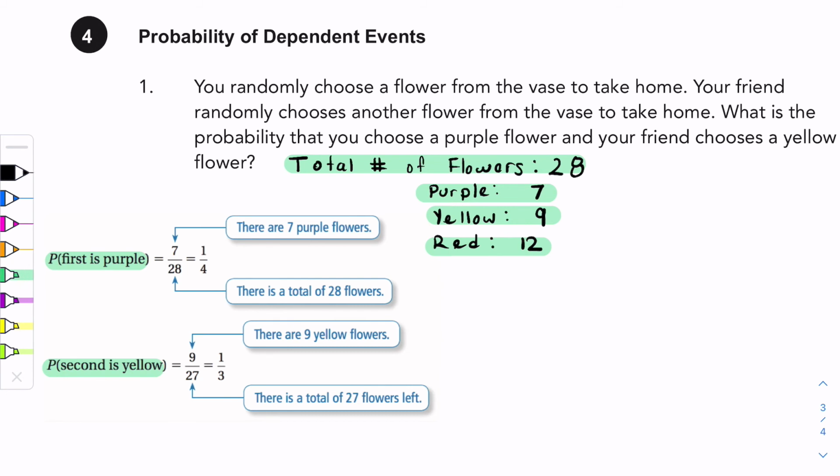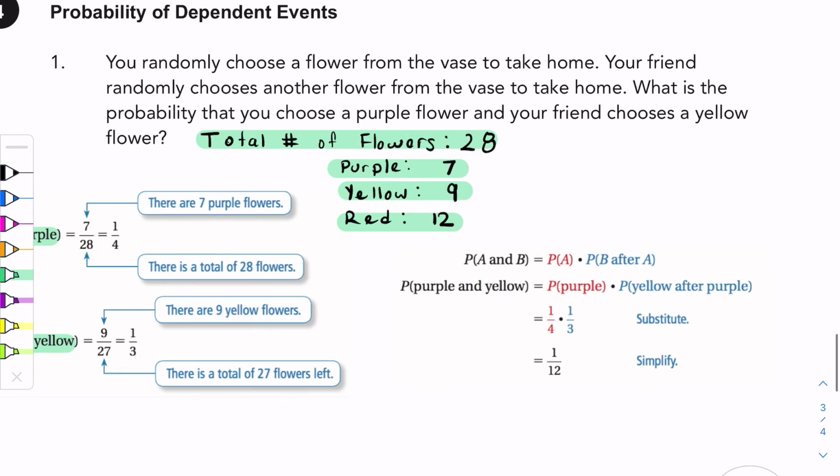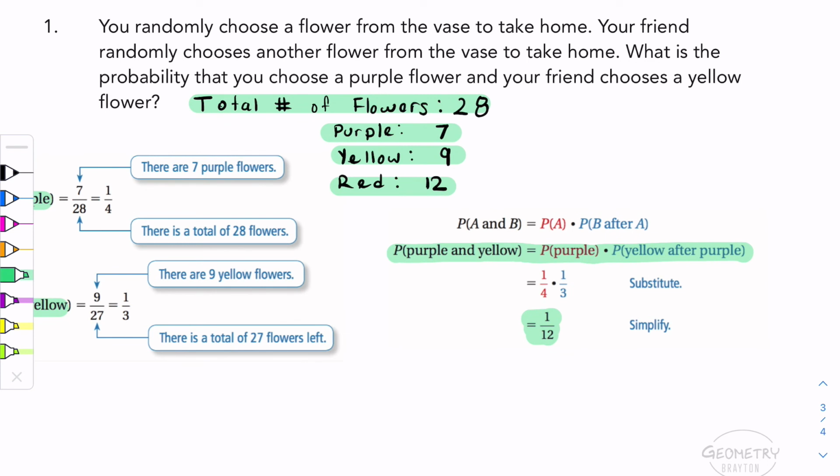So if I was to write out the example, I would write it like this. The probability of pulling a purple and a yellow flower is the probability of pulling a purple multiplied by the probability of pulling yellow after the purple, which simplifies to 1/12. And 1/12 is about 0.08 or 8%. So you have an 8% chance of you pulling a purple flower and your friend pulling a yellow flower.